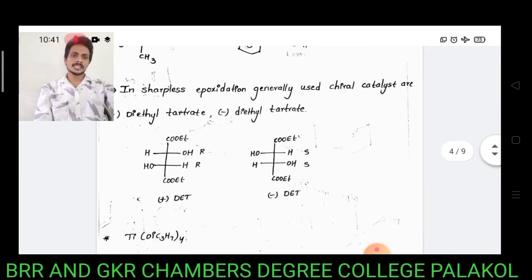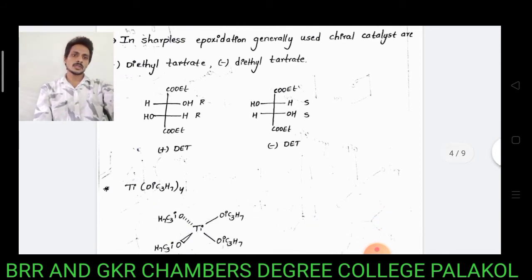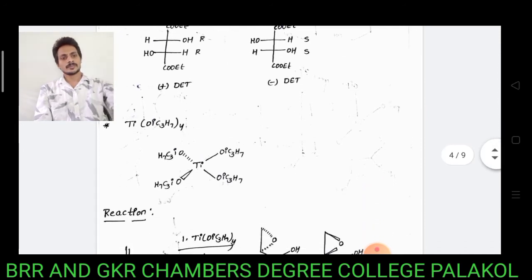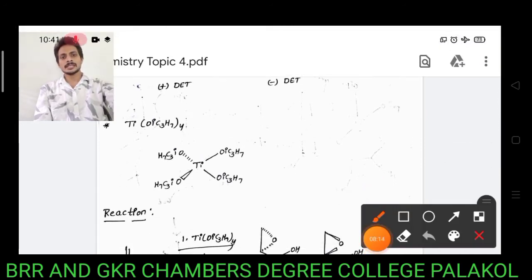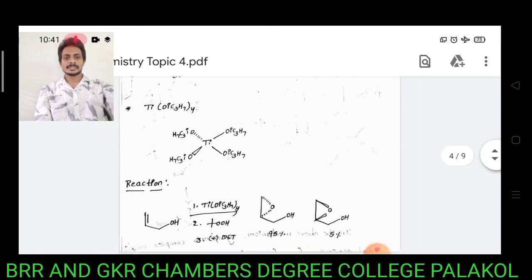What is the relation between the plus and minus forms? They are enantiomers. Both plus DET and minus DET are chiral molecules, and they act as the chiral catalyst. Another important reagent is titanium tetraisopropoxide.